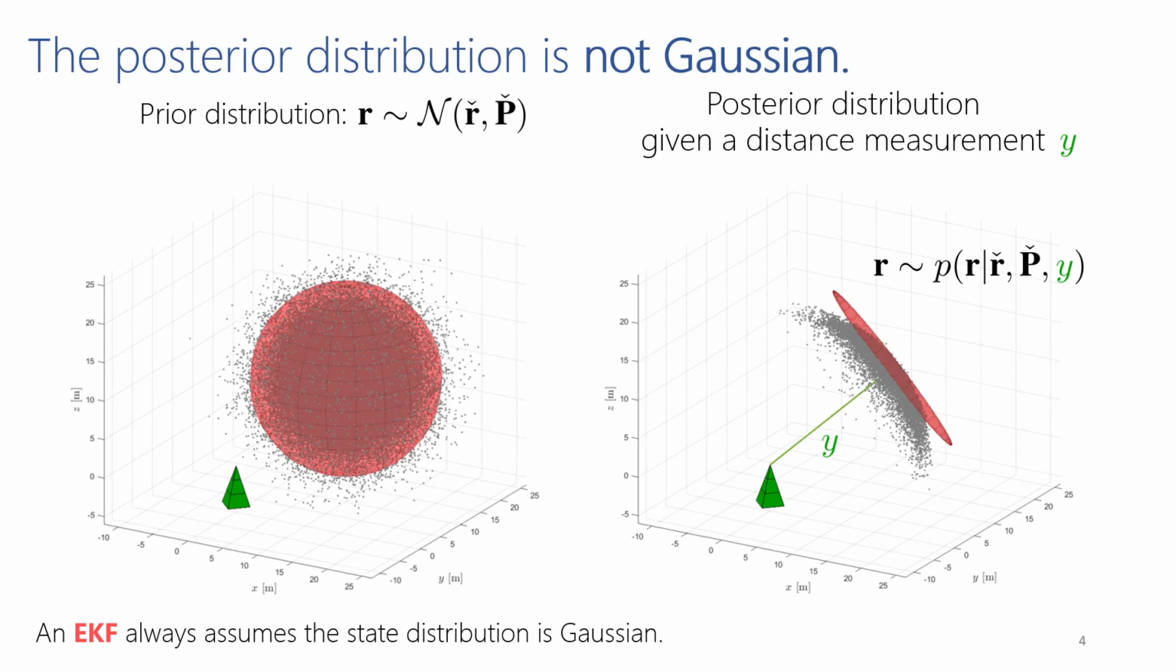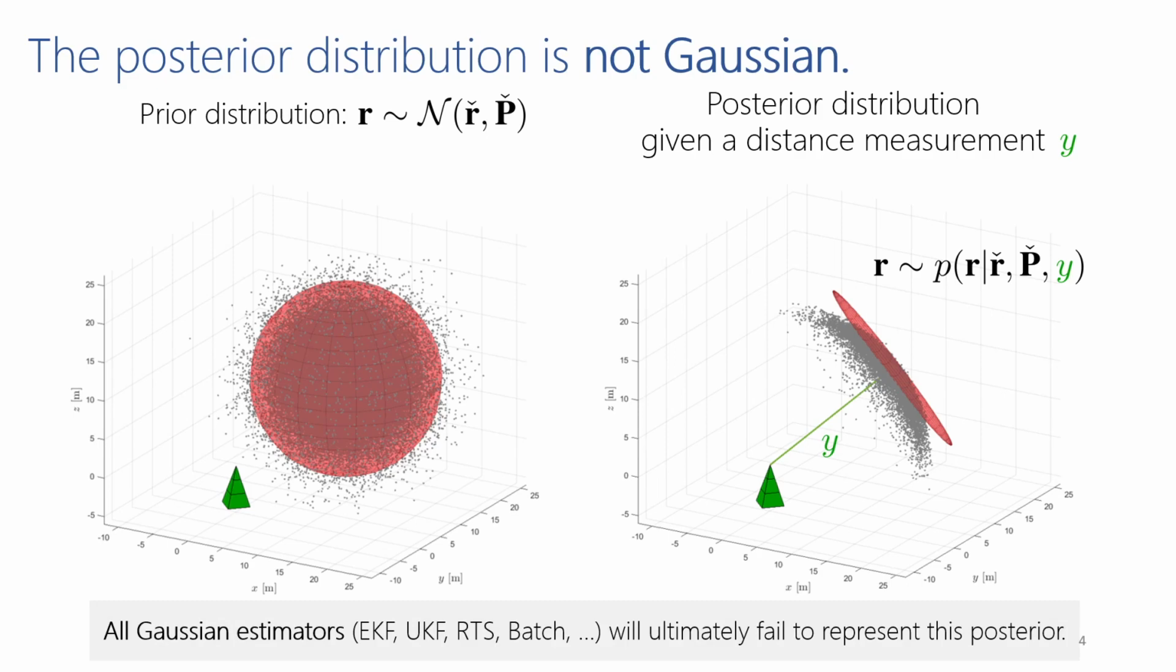We can also further conclude that all Gaussian estimators, such as the EKF, the unscented Kalman filter, the Rauch-Tung-Striebel smoother, the least squares batch estimator, and others, will all ultimately fail to represent this posterior.